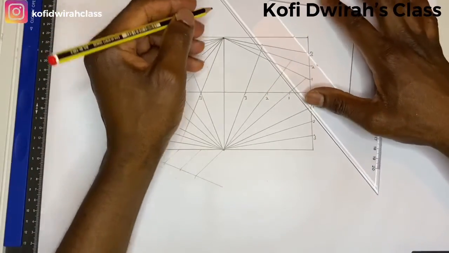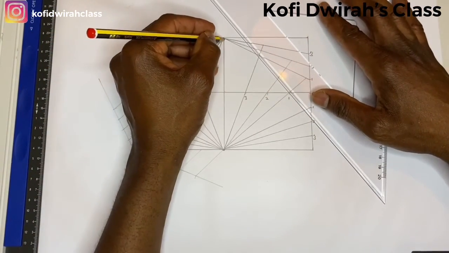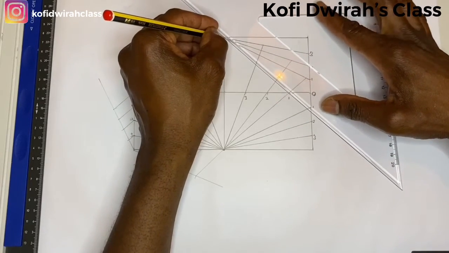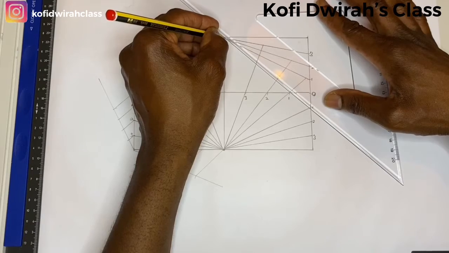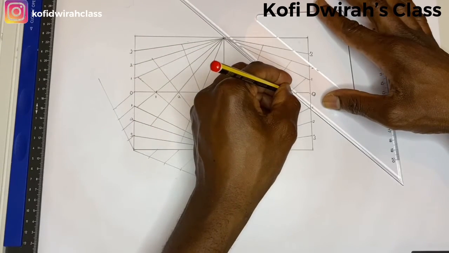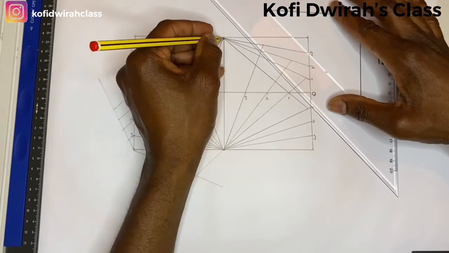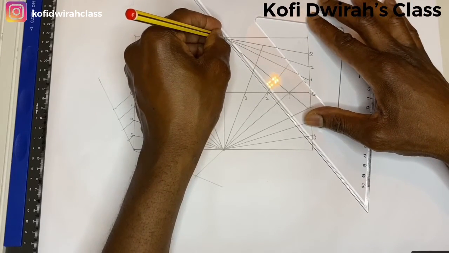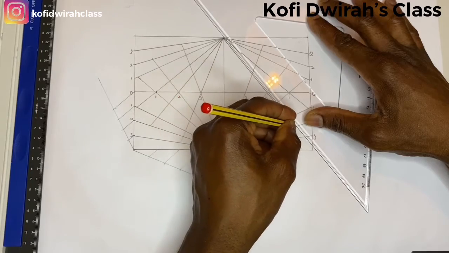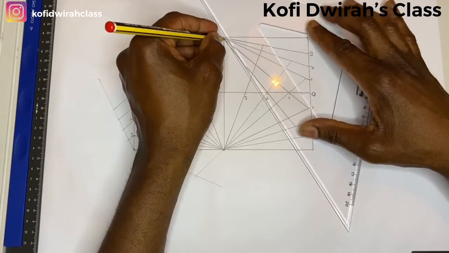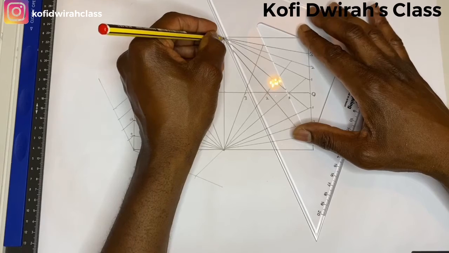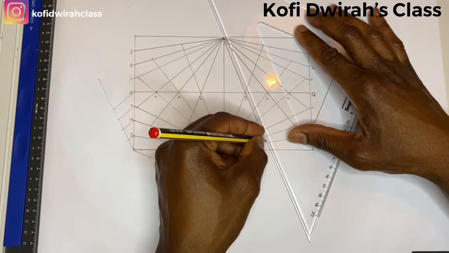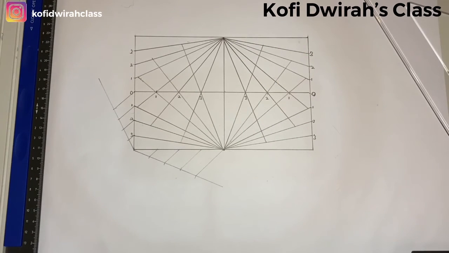Then let's move to the other side. From here, you draw a line from here through point 1 to line 1. The same point through point 2 to line 2. The same point through point 3 to line 3, and you stop.